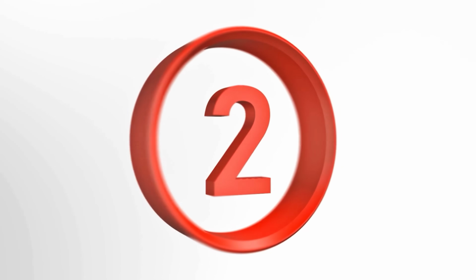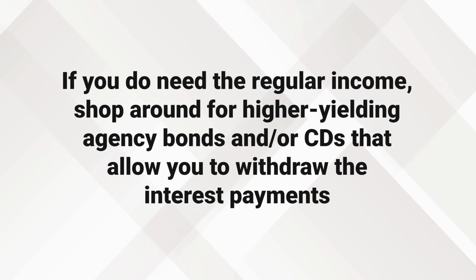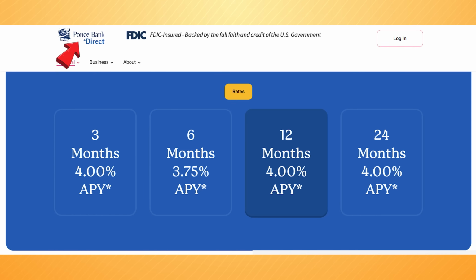Moving on now to the second option to consider in this current U-shaped yield curve environment if you're a bond investor with a 2-year, 5-year, or 7-year timeline. If you do need the regular income, shop around for higher yielding agency bonds and or CDs that allow you to withdraw the interest payments. Ponce Direct Bank, for example, is offering 4% APY on a 24-month CD.